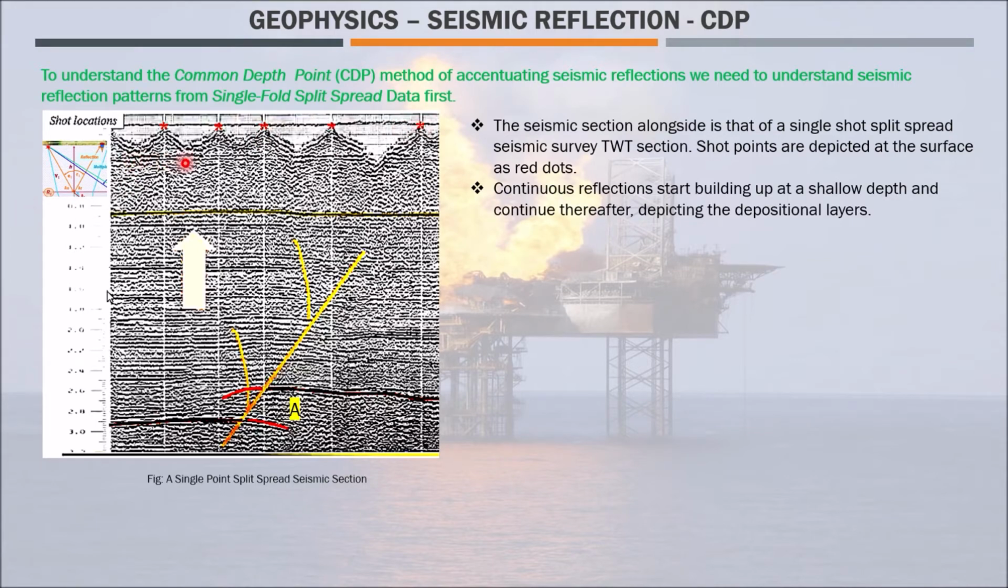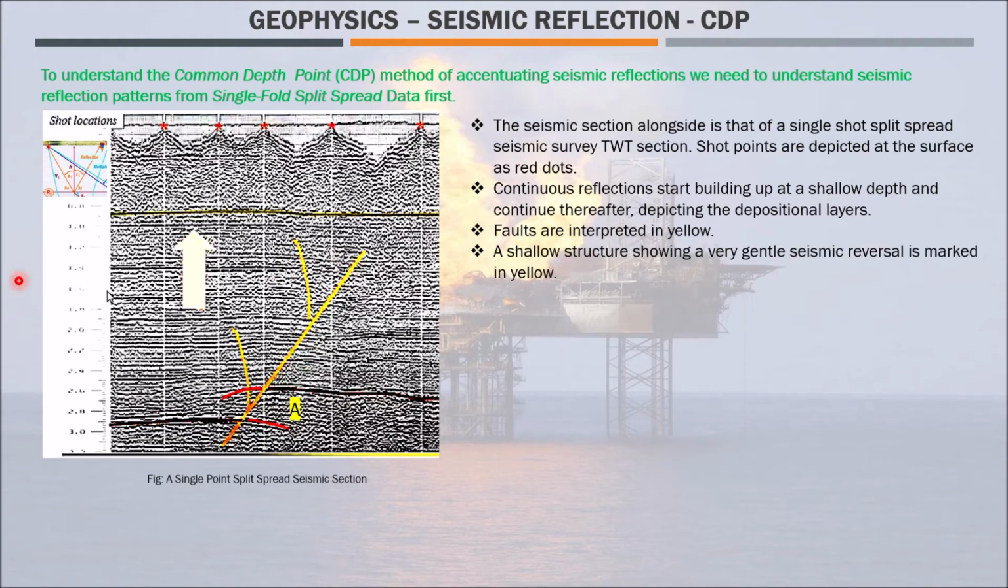Continuous reflections start building up at a shallow depth, and they continue thereafter, depicting the depositional layers. The faults are interpreted in yellow. A shallow structure showing a very gentle seismic reversal is marked in yellow here. This structure seems to continue deeper down, but is dislocated by a fault.